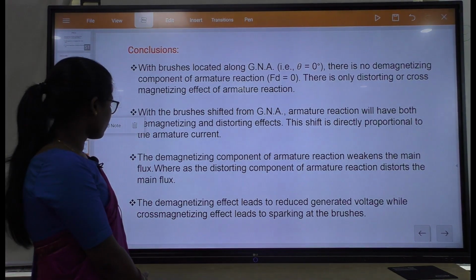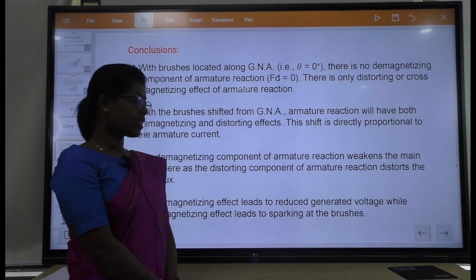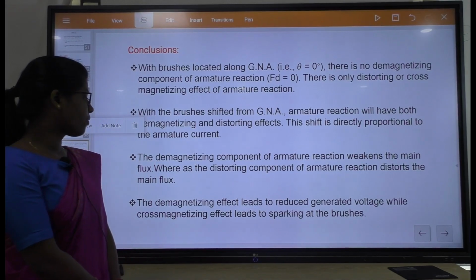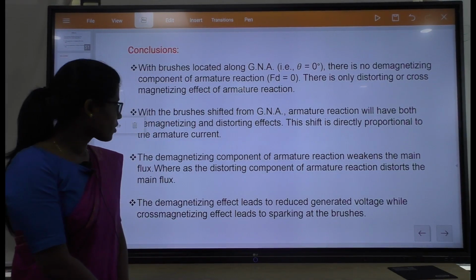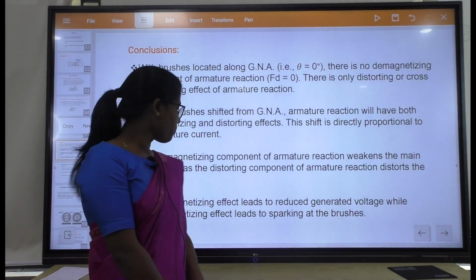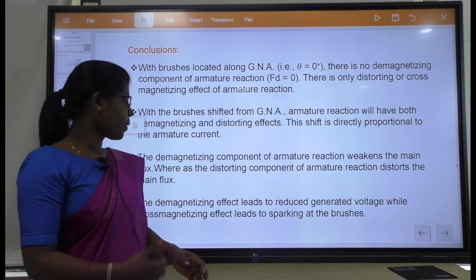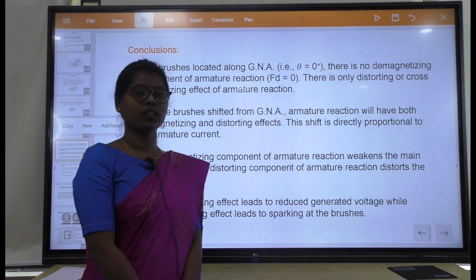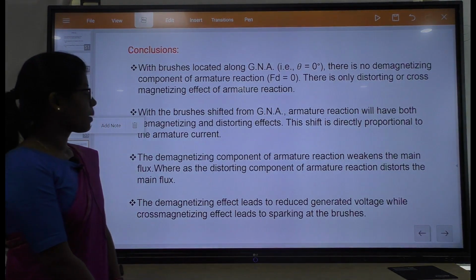Next, the demagnetizing effects lead to reduced generated voltage, while the cross magnetizing effects lead to sparking at the brushes. So due to demagnetizing effects the generated voltage in the generator reduces, but due to the cross magnetizing effect there is sparking at the brushes. Okay, so these are the conclusions of armature reaction.